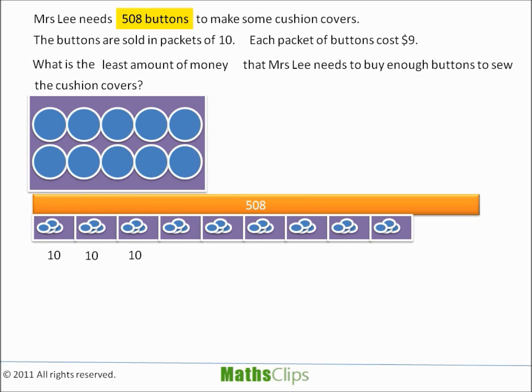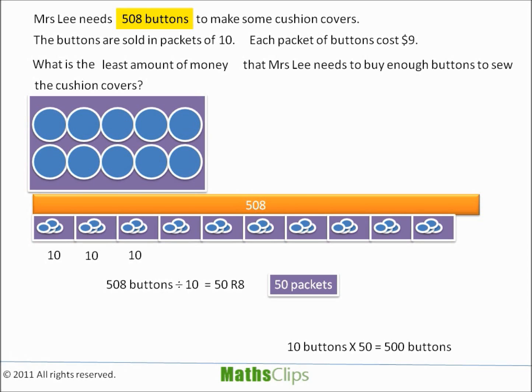And how many packets do we need? To do that, we will take 508 buttons and divide it by 10 because there are 10 in each packet. That will give us 50 remainder 8. So what does 50 mean? 50 means that there are 50 packets and a remainder of 8.